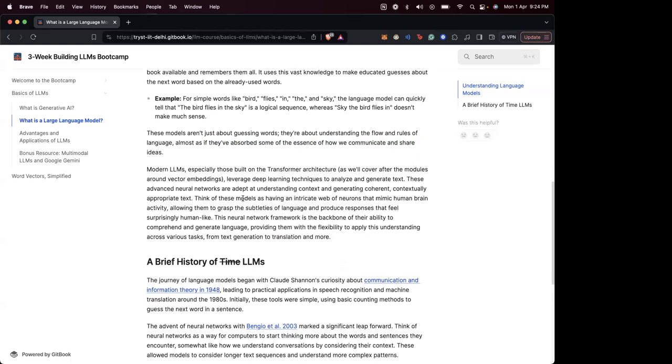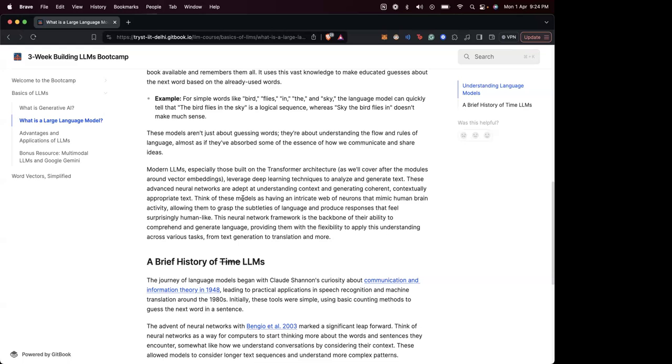So modern LLMs, especially those built on transformer architecture, which we'll cover later, leverage deep learning techniques to analyze and generate text. These advanced neural networks are adept at understanding context and generating coherent, contextually appropriate text. Think of these models as having an integrated web of neurons that mimic a human brain, allowing them to grasp subtleties of language and produce responses that feel surprisingly human-like. So again, you know why we're using words like "feel surprisingly human-like" and "almost like they're able to grasp the subtleties"? Because in reality, they aren't. There's no magic going on at the back.